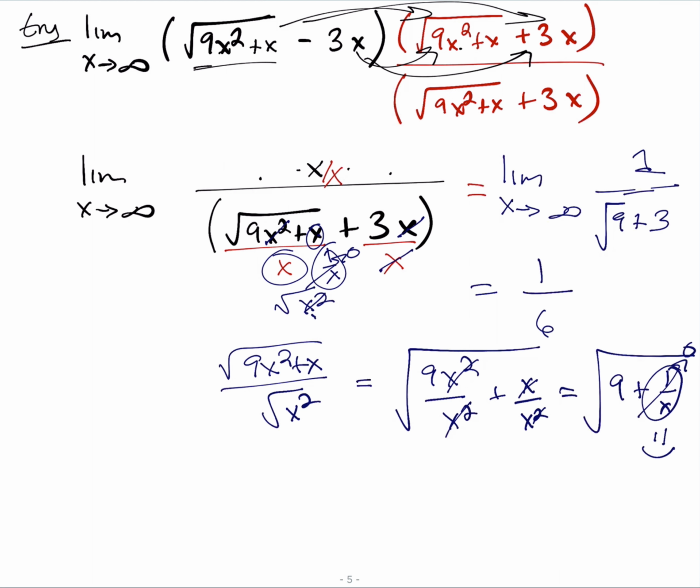Did anybody do it with x going to negative infinity? What did you guys get? Negative 1 over 6. 0? Does not exist. What else? Negative 1 over 6. What else? Anybody else? Well, it's neither of those two. Okay, so let's do this.